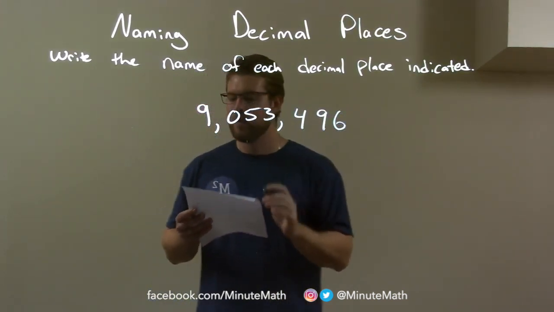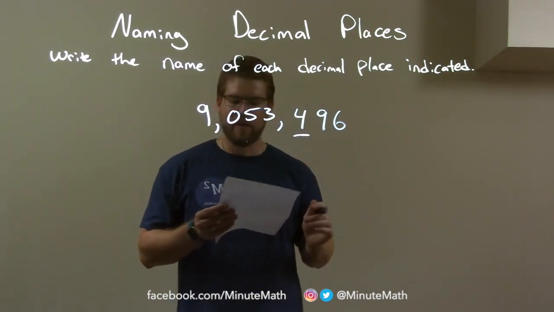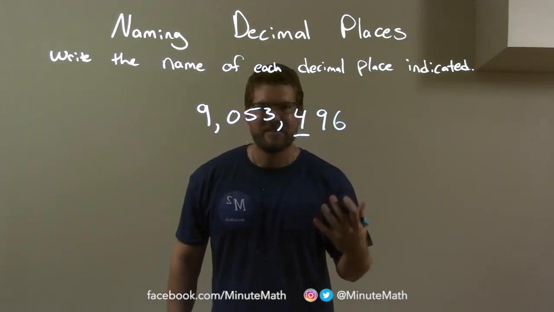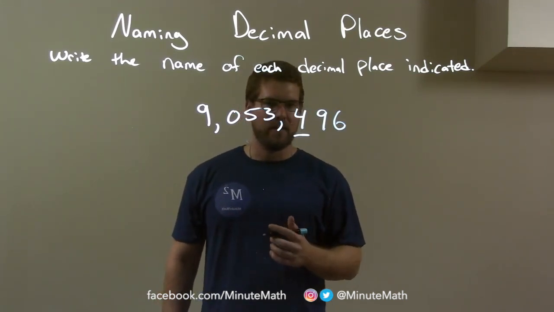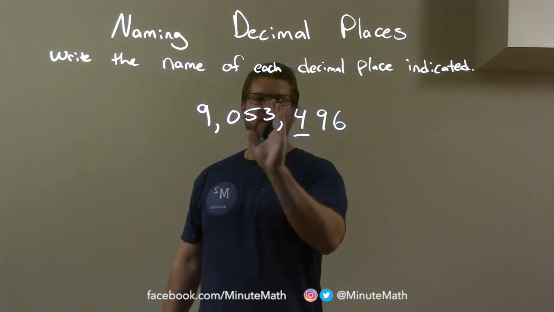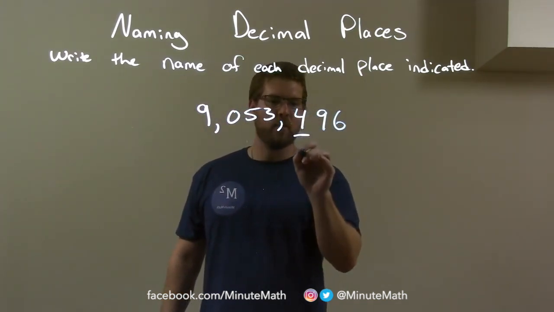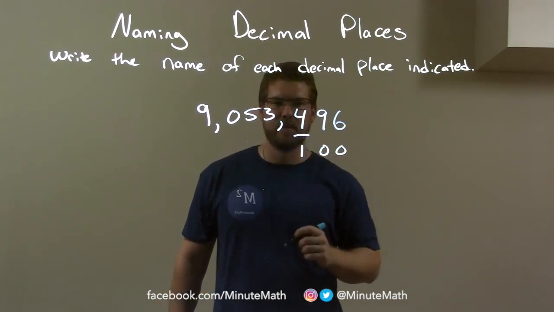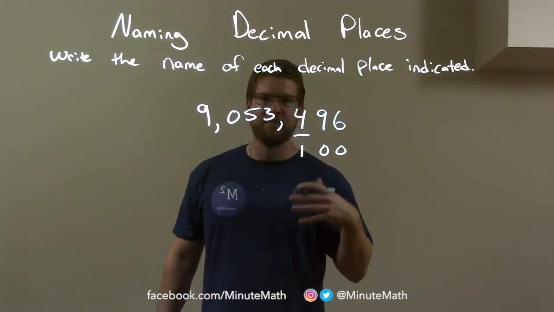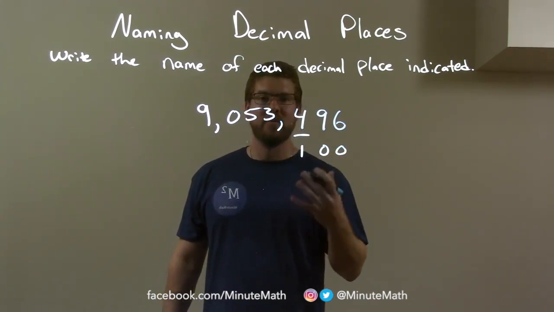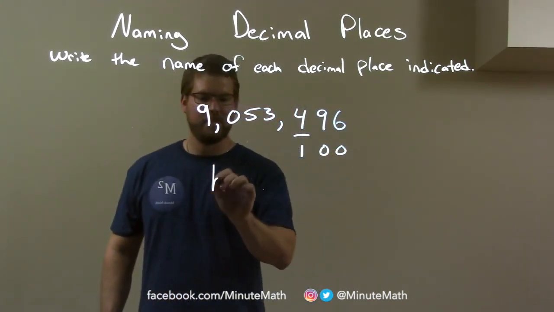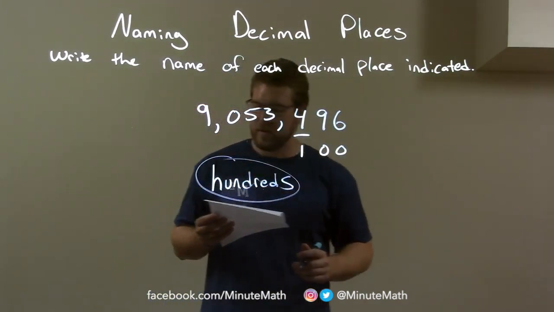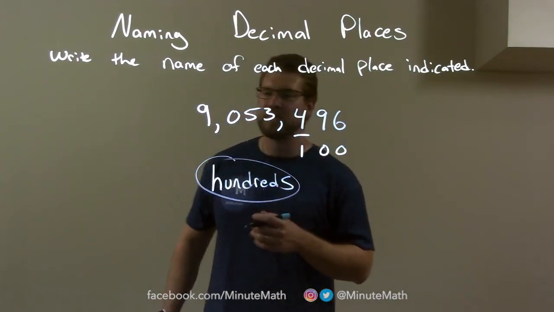9,053,496. And they have a little bar indicating right there at the 4, right underneath the 4. Well, what place is that? One of the little techniques I like to do here is I look at that number, I ignore everything else, where it is, I just put a 1 there. And then I put 2 zeros afterwards, one for each digit. So we're at 100, so this is the hundreds place. See what I'm getting? Hundreds. Okay, so it's the hundreds place.